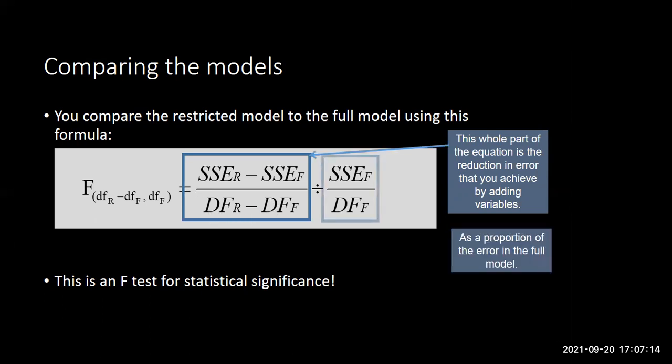And we are looking at this proportion as a function of this proportion. This is the error in the full model. So basically you're saying, if I had 500 error in my model, what percentage of that 500 have I reduced?